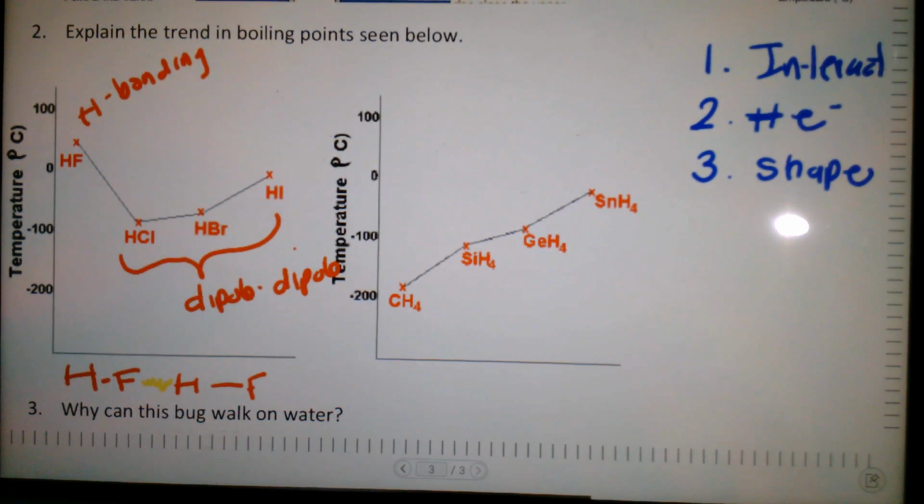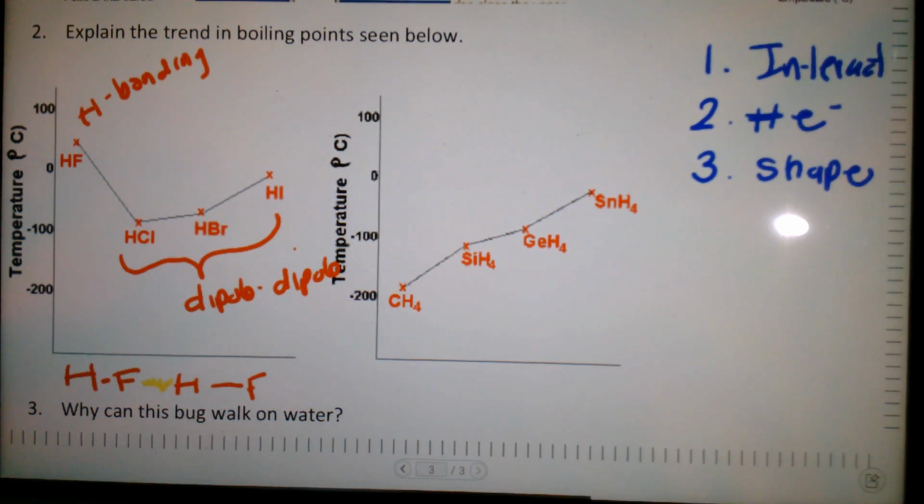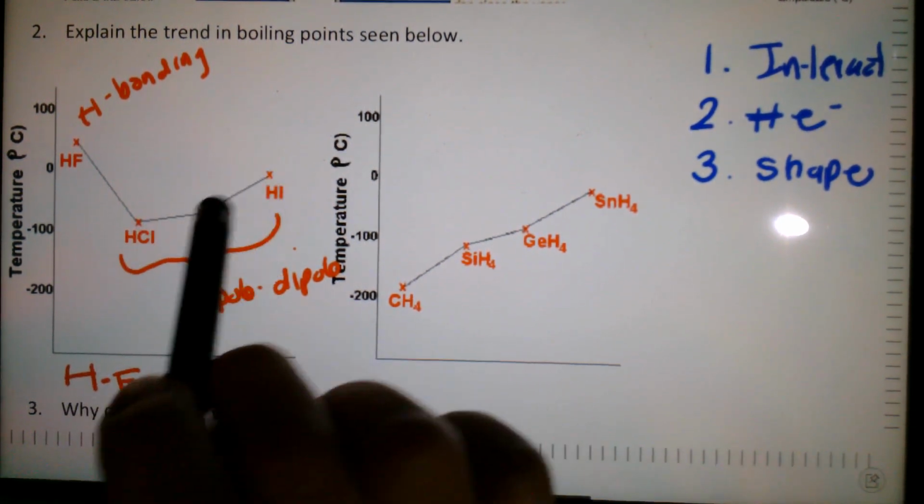Okay, so we've explained why HF is so much higher in boiling point than the other ones. It has a much, much stronger intermolecular interaction. And again, remember, to boil, you have to overcome those interactions. Think of it as little magnets. If the magnet is very strong, holding these two together, you need more energy to break it. And that energy comes from the energy you put in to boil it. These others all have dipole-dipole, so we see a steady increase here.